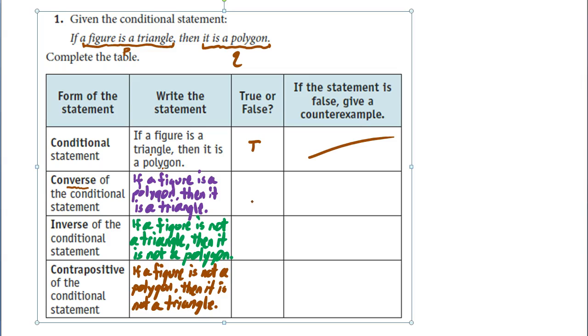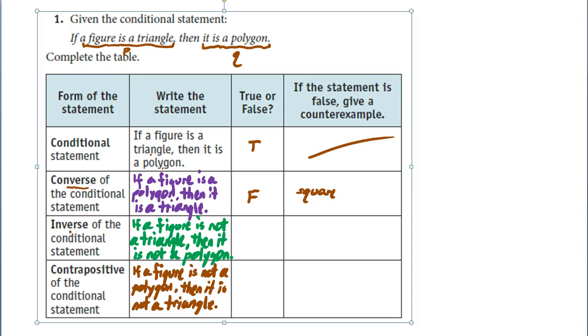Let's think about whether that's true or false. If a figure is a polygon, then it has to be a triangle? No, that's false. There are many polygons that are not triangles. And it says to give a counterexample. How about a figure that might be a square? That is a polygon, but not a triangle.